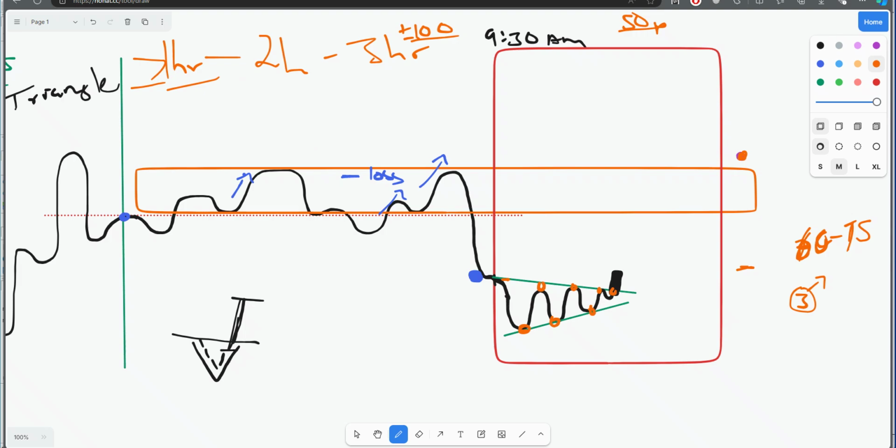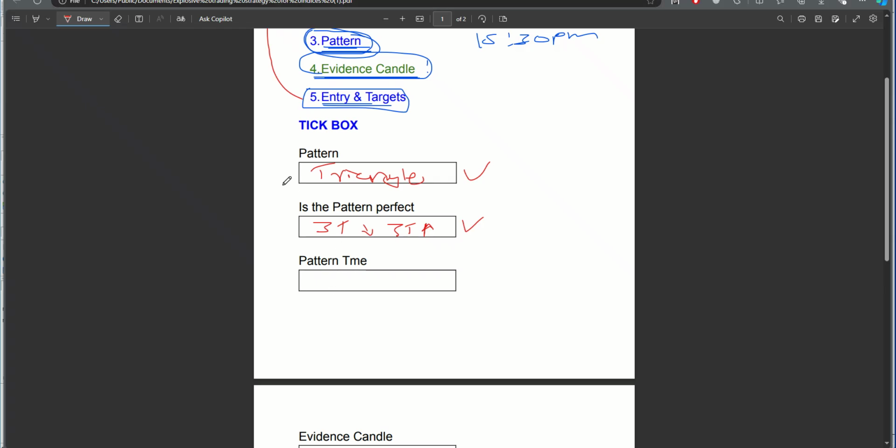So let's go back. You see, preferably I like patterns that take over 40 minutes to build. I love these patterns. If they take over 40 minutes to build, I love them. But if they take one hour or more, going forward, you can target 100 pips or even more, depending on the volatility of the day.